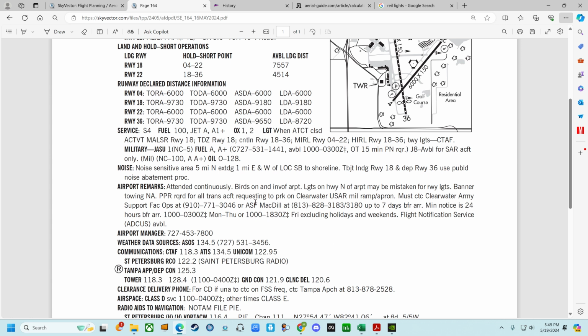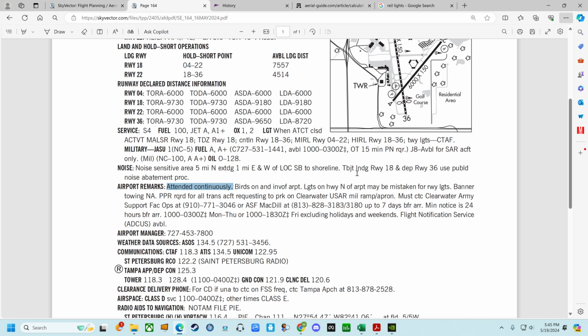The other information that we could get here, like I spoke about before, is some noise abatement procedures. They're telling us there's a noise sensitive area 5 miles north, extending 1 mile east and west to the shoreline. And then they're asking us, if we take off from runway 36, to use published noise abatement procedures. The airport is also attended continuously, meaning the tower is always open.